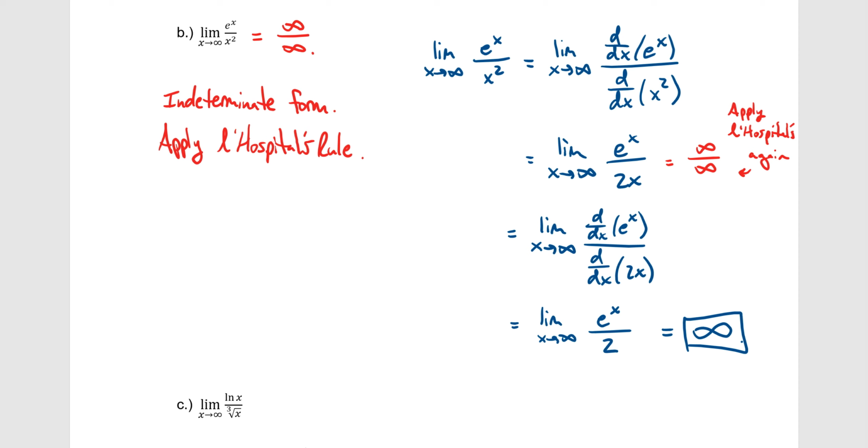This is one where maybe you could have thought of it just by looking at it. E to the x is an exponential. X squared is just a quadratic. The exponential is going to blow up a lot faster than the quadratic. So as x goes to infinity, that fraction would go to infinity as well, because the numerator increases faster than the denominator. Okay, next one.